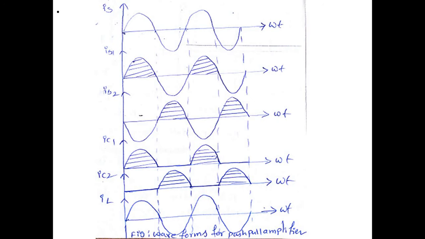You need to ensure the operating point is chosen in such a way that the transistor allows only one half cycle. This is the basic principle of operation.